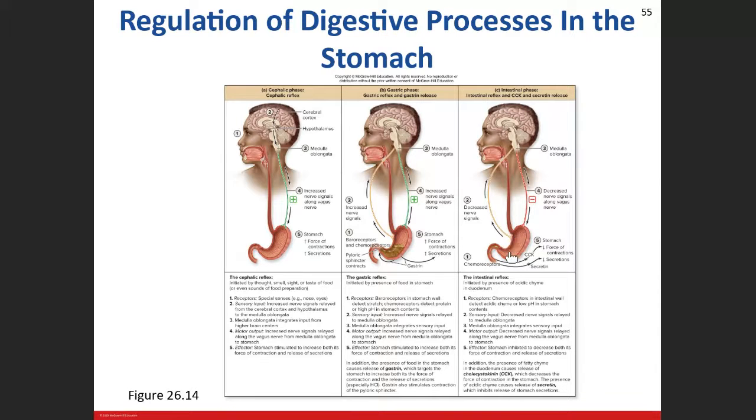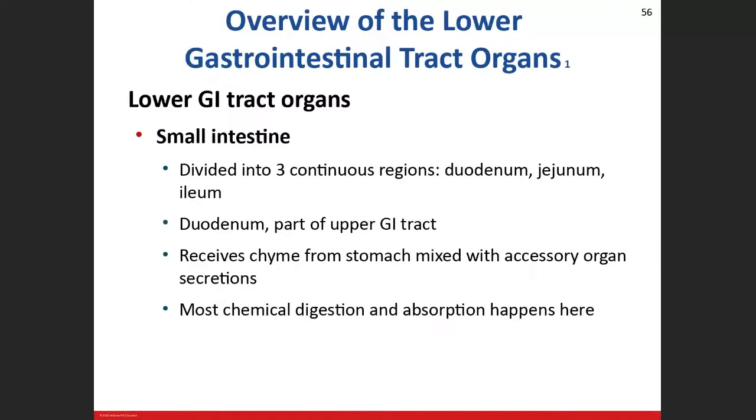Now that there's no more food or chyme in the stomach, the baroreceptors decrease their information to the brainstem, and therefore the brainstem no longer triggers the vagus nerve to send its information for contractions of the muscles in the stomach or secretions of the cells there. We'll get into this in more detail when we get to lecture.